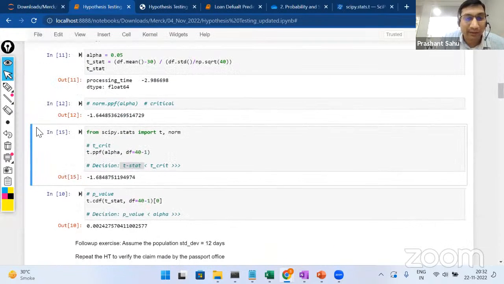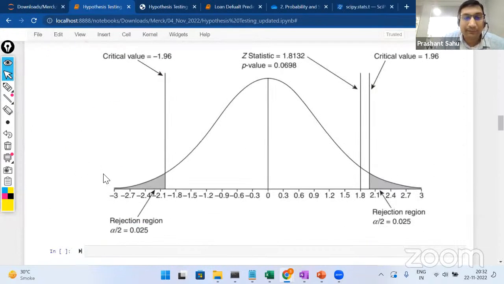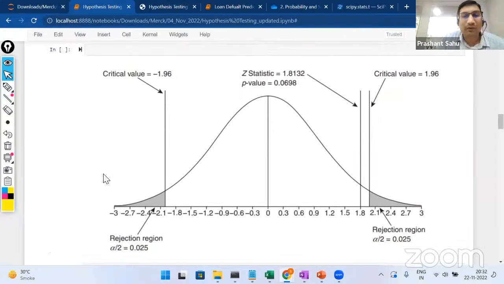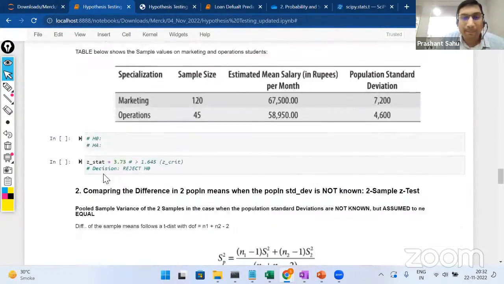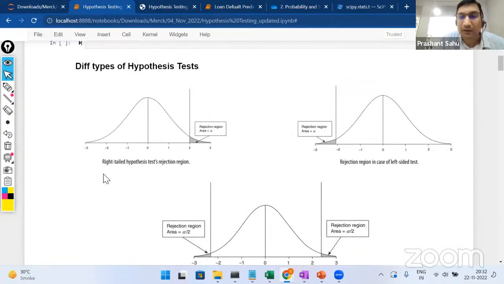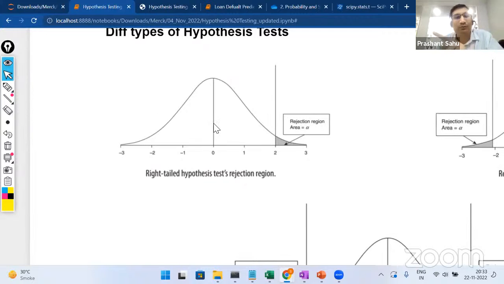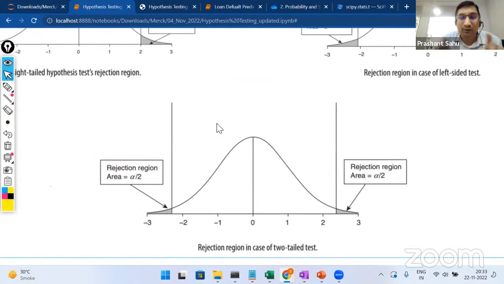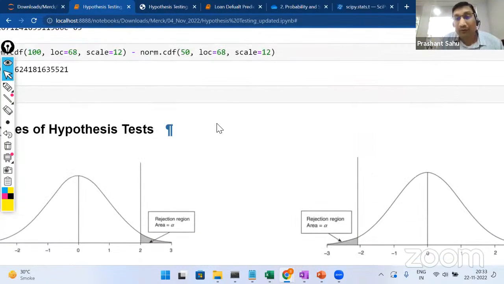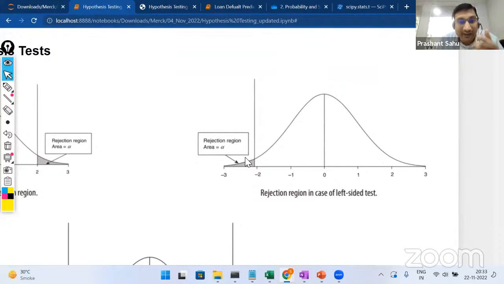And I'll show you something interesting. There was some figure. Yeah, this one on the right side. This is a left tail test, so your rejection zone will be on the left side. In the case of a right tail test, the rejection zone will be on the right side. In the case of a two tail test, you have two-sided rejection zones. What is the meaning of rejection zone? That is the area covered until the test statistic. Area beyond that will come in your acceptance zone.